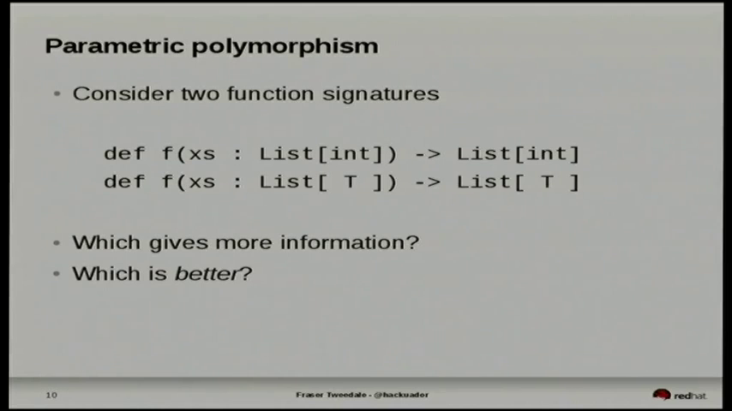The first one, f, has one parameter xs, which is going to be of the type List[int], and it's going to return a List[int]. The second one, the function f, has one parameter xs with the type List[T] for all T, and returns List[T], and the T has to be the same as what was in the input.